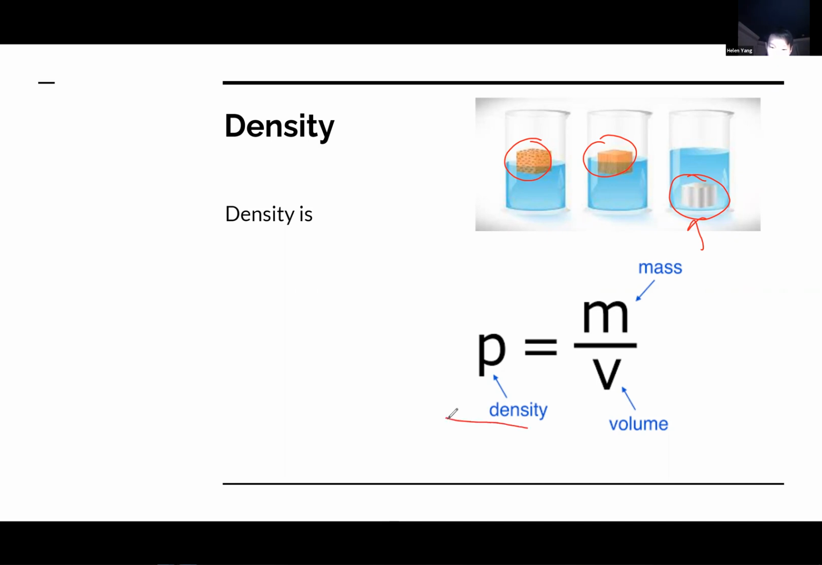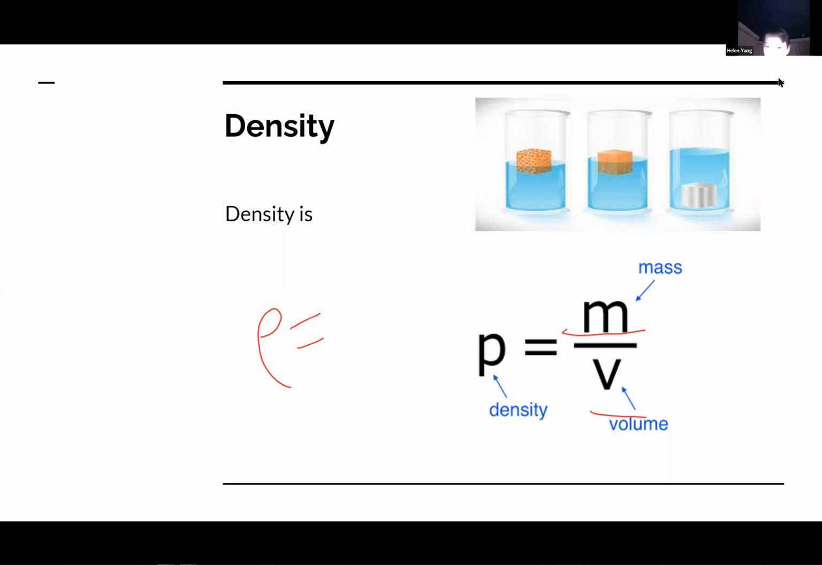So using this equation right here, this says P right here, but the symbol for density is actually rho, which is the Greek letter. So it looks like this, which is like a P, but not a P. And it equals the mass divided by the volume.